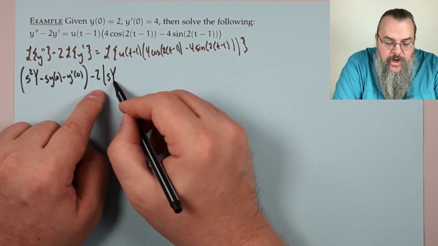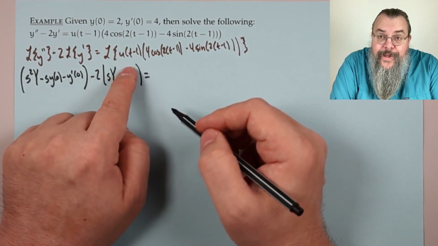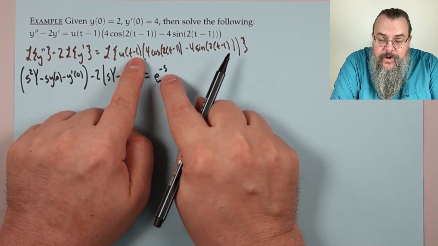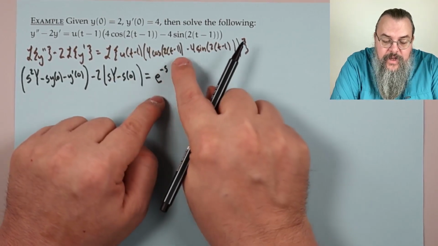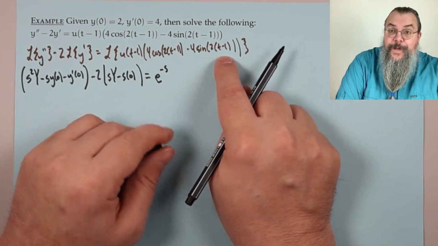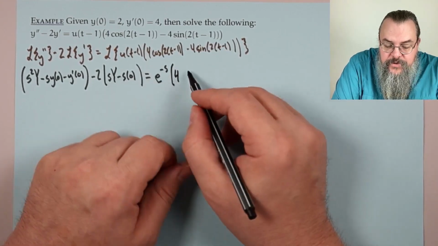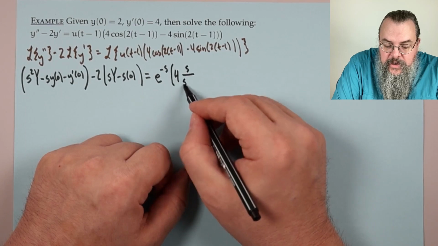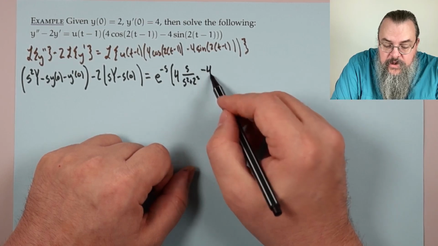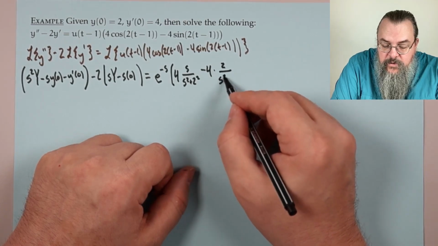We're going to get sY minus y of 0, equals. Now, when we see that u of t minus 1, that tells us we're going to have e to the minus s. This minus 1 tells us minus s. And then we say, imagine that these t minus 1s were just t's. We can definitely imagine that. And, well, what would we have? The 4 cosine of 2t would be 4s over s squared plus 2 squared. And then minus 4 sine of 2t would be 2 over s squared plus 2 squared.